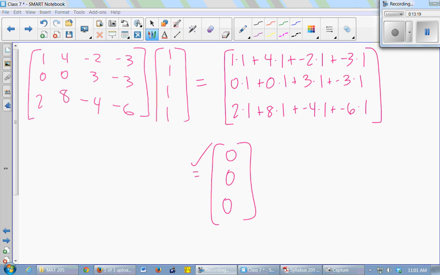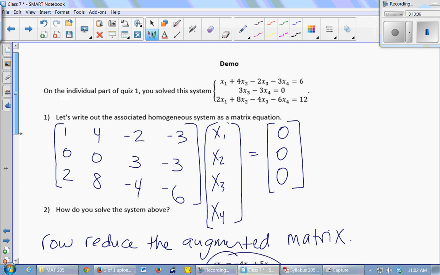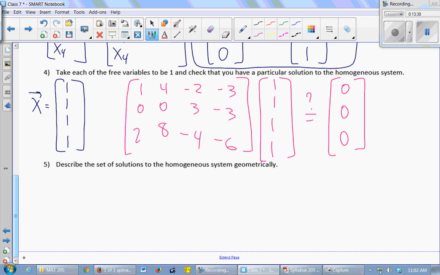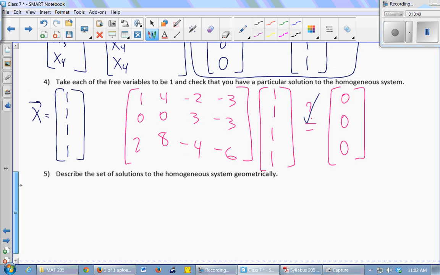So this doesn't prove that our general solution is definitely correct, but it's really good evidence, right? If you get a general solution, pick one particular solution, check it, and that's good evidence that your general solution is correct. So this turns out to be equal. All right, so I want to describe the solutions of this homogeneous system geometrically.